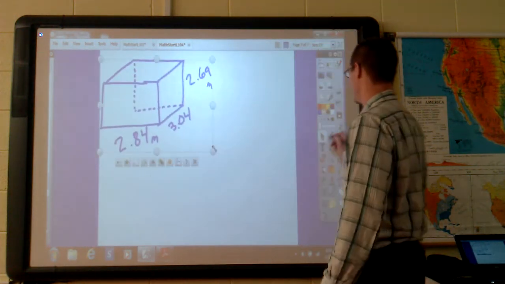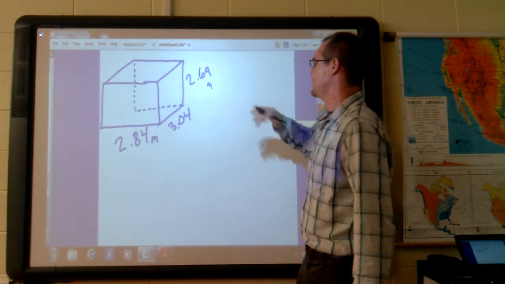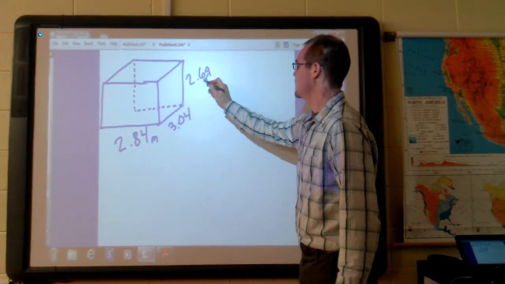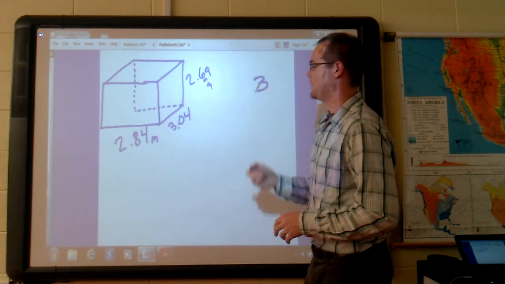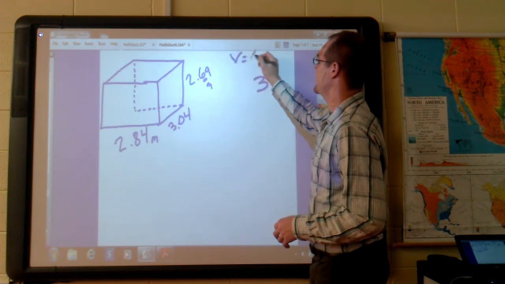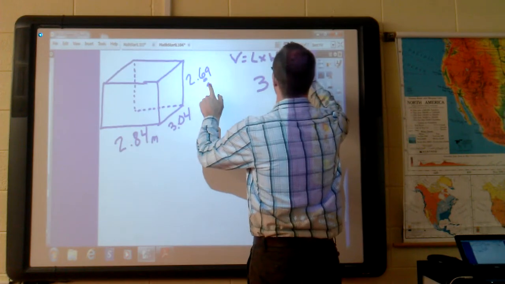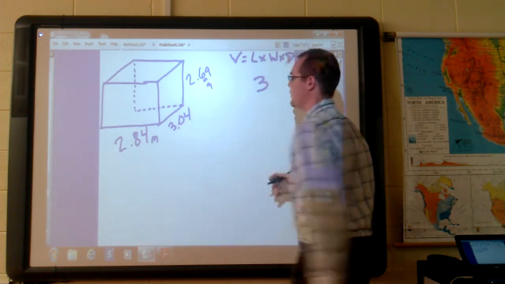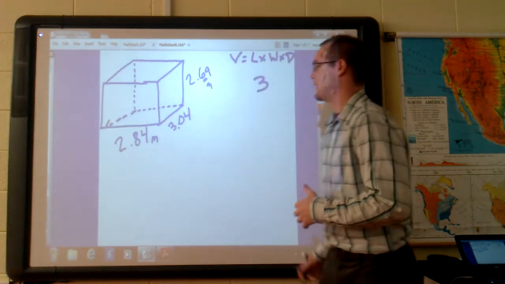I'll shrink that down a little bit so we can work. Okay, I'm going to round first the width. 2 and 69 hundredths. The 6 tells me that I need to round up to 3. The formula for volume I'll write at the top. Volume equals length times width times depth. The depth of your object. Oop. Forgot to do that.